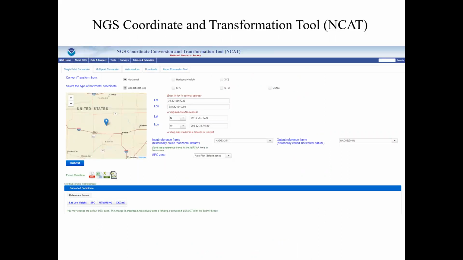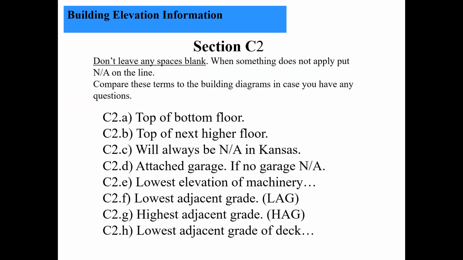So here's what the NCAT looks like. NGS Coordinate and Transformation Tool. So it looks pretty straightforward about getting that converted. So yeah, it used to be VERTCON, now it's NCAT.